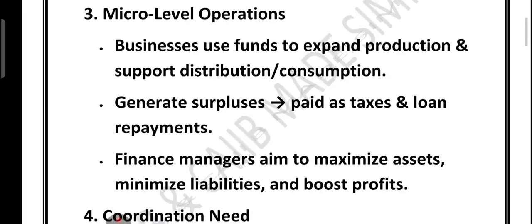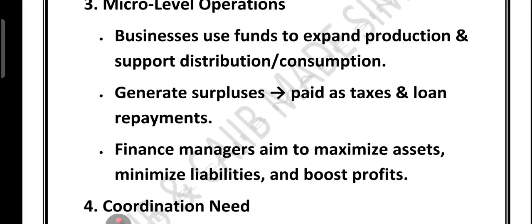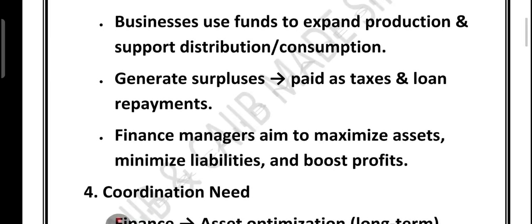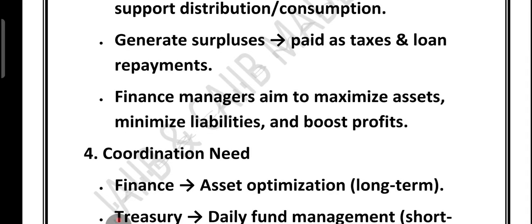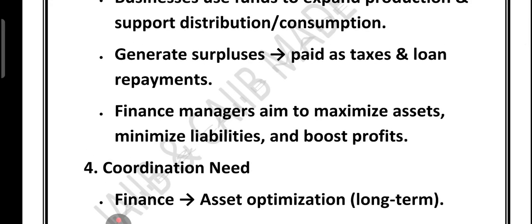So now at the micro level, that is within the business, funds are used to expand production, to support distribution and to support the consumption activity. Three things are there: expansion of production, supporting distribution and consumption activity. When a business earns profit, when a business generates revenue, these are paid back to the system in the form of taxes, in the form of loan repayment, right? So that is the micro level. Micro means what? Whenever a business earns profit, whenever a business generates surpluses, these are paid back to the system in the form of tax and loan repayment.